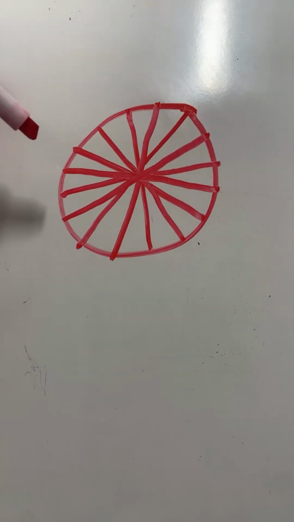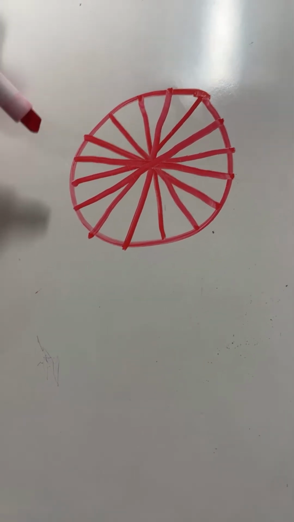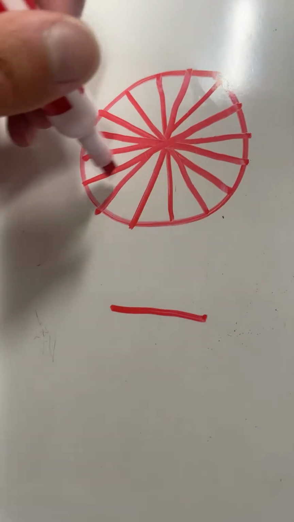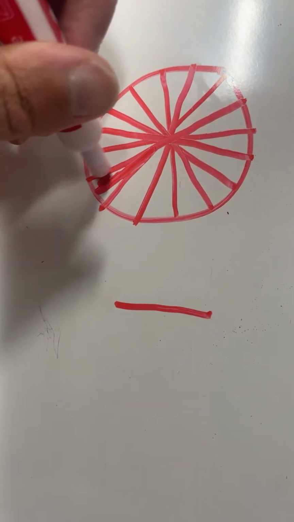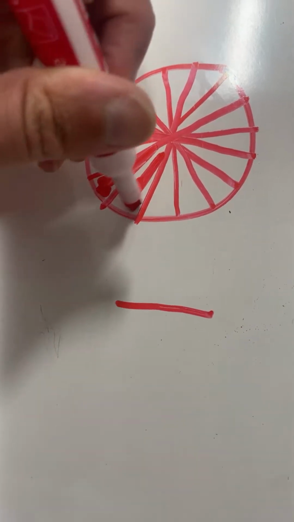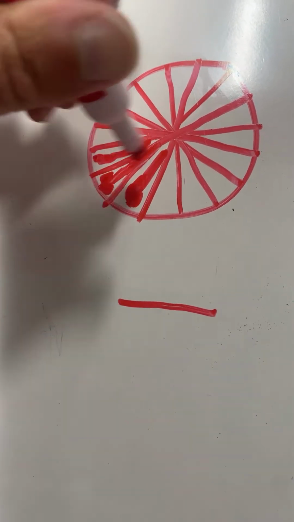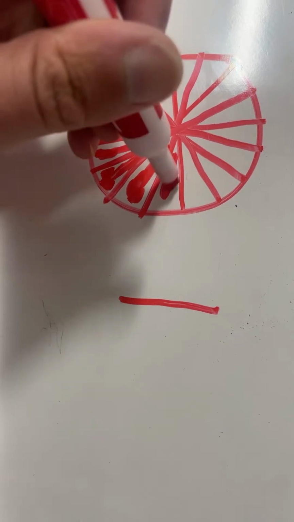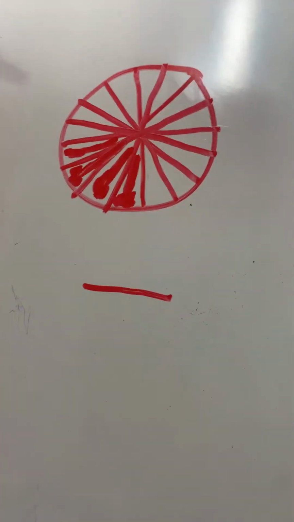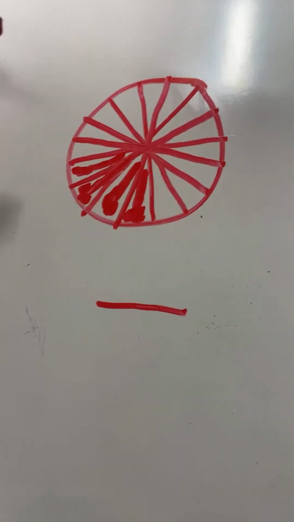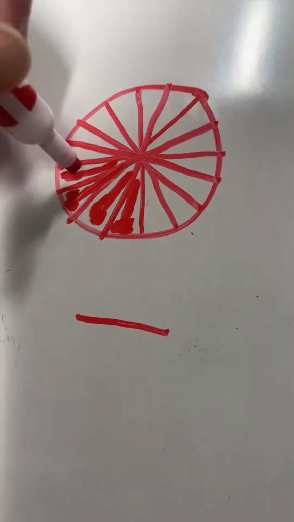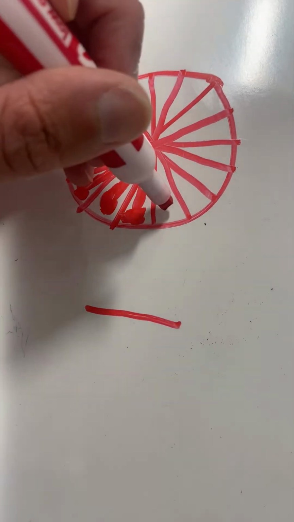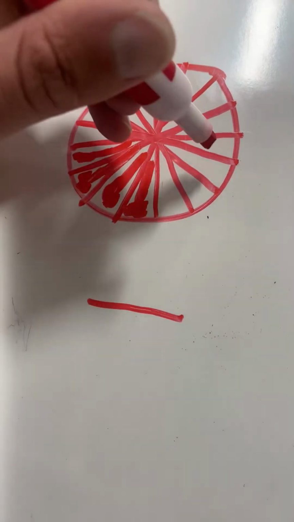Now, this is going to be a little complicated, but we're going to do our best here. All right. So again, the denominator is the total amount of parts. So we have 1, 2, 3, 4, 5, 6, 7.